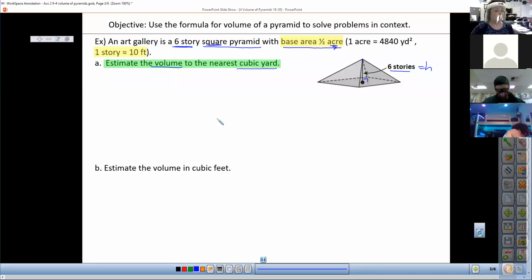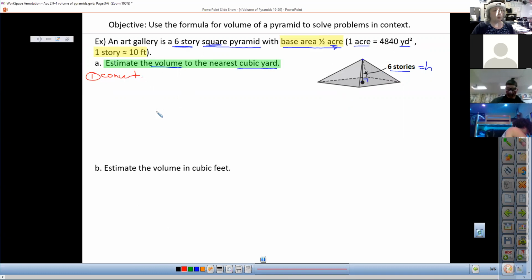So what we're going to want to do here is convert our base area that's in acres and our stories for our height into a yard measurement. Here, acres is in square yards, and we can do stories into feet here, and then we'll have to take the feet into yards. So that's what we're going to do first. So we're going to have to convert.